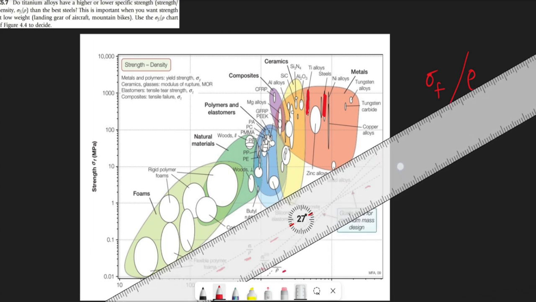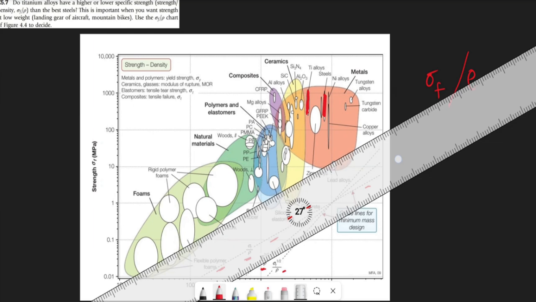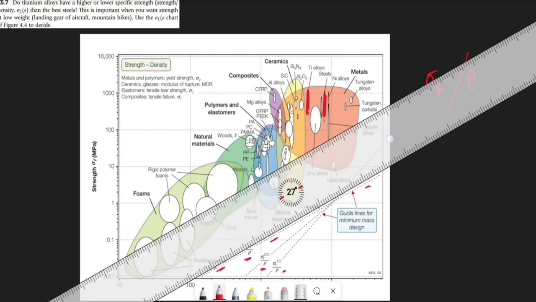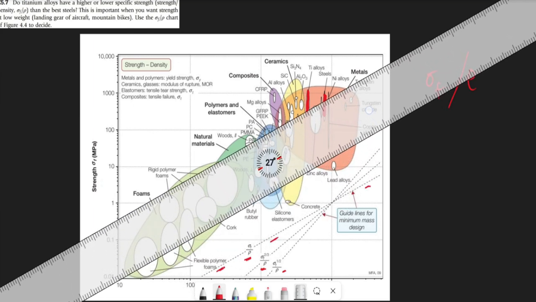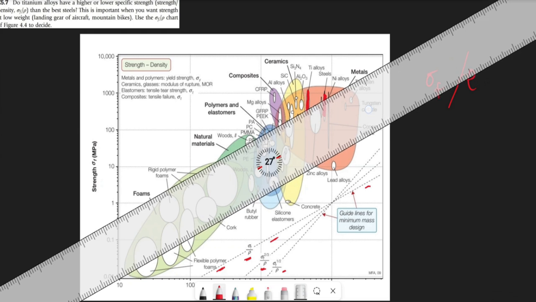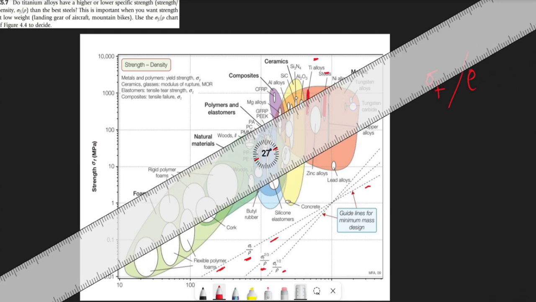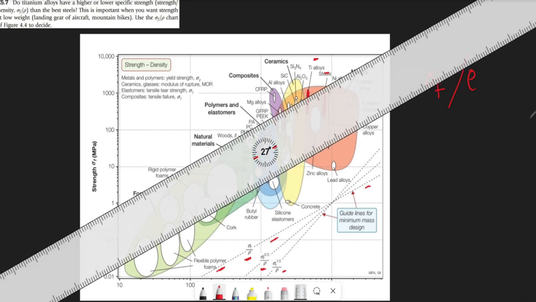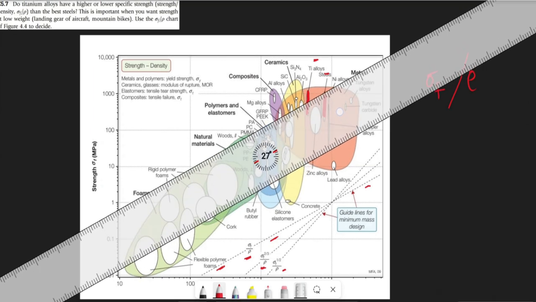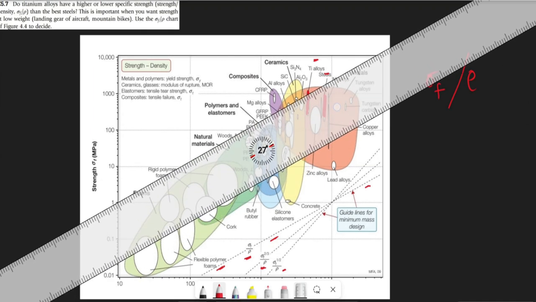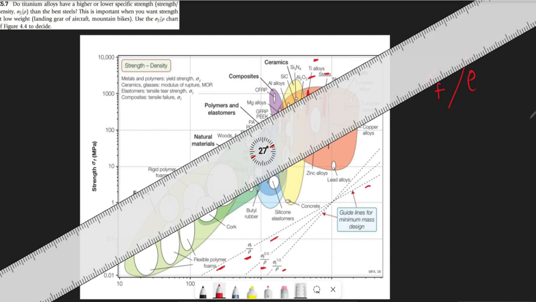As you're going up, you're cutting off materials that have lower stress over density. Going up to this point, you can see that both steels and titanium alloys have similar stress over density. But as you keep going up, you get to a point where only titanium alloys are available. So titanium alloys have higher specific stiffness than steel.